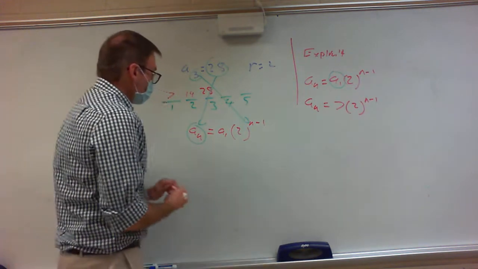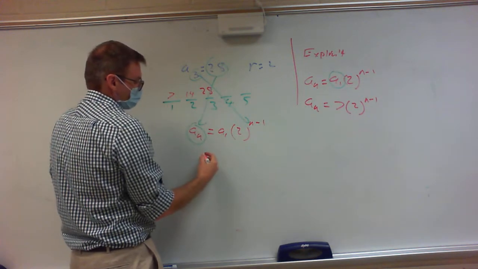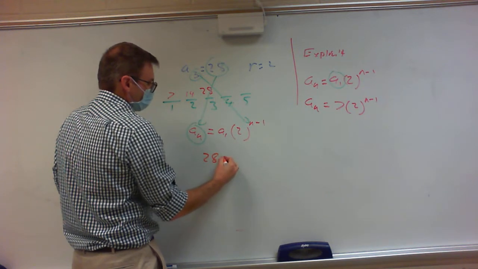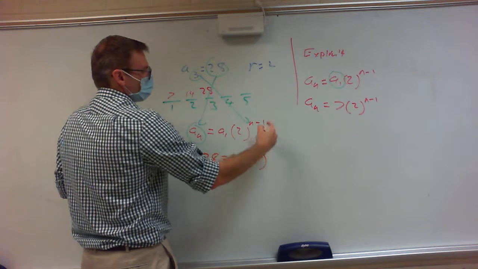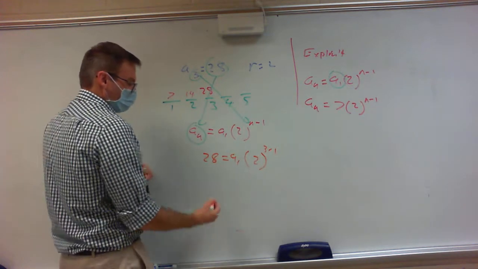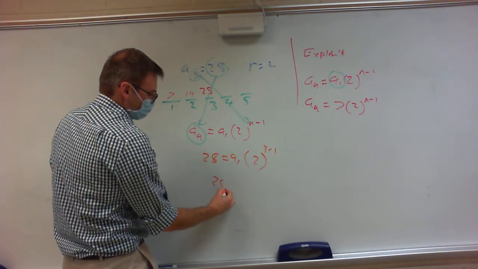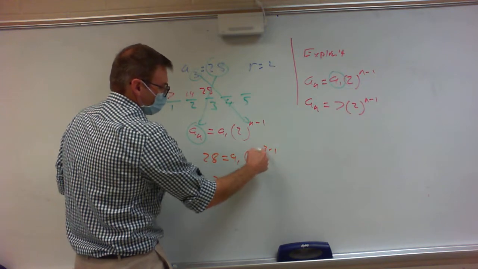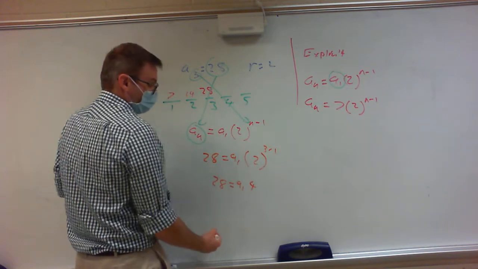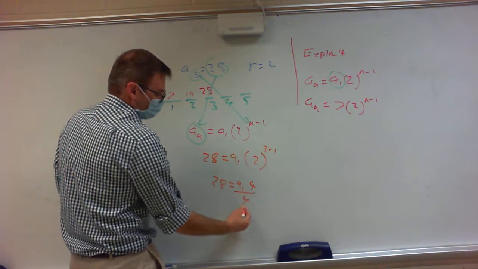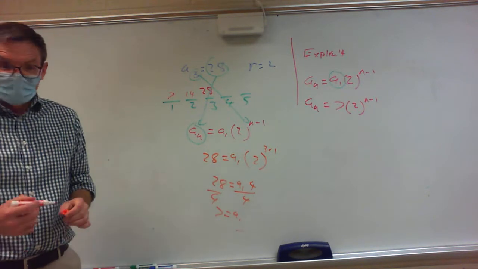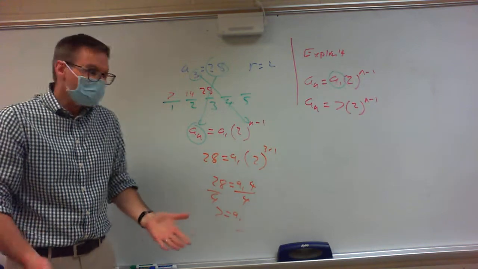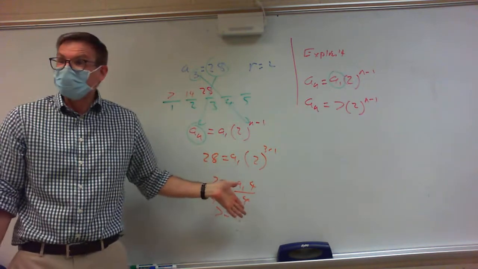And so what I know is the value is 28, so 28 is equal to a sub 1 times 2 to the 3 minus 1. That gives us 28 is equal to a sub 1, 3 minus 1 is 2, times 4. Now I can divide both sides by 4, and I end up with 7 is equal to a sub 1. If you look up in a textbook, this is what they're going to tell you to do.